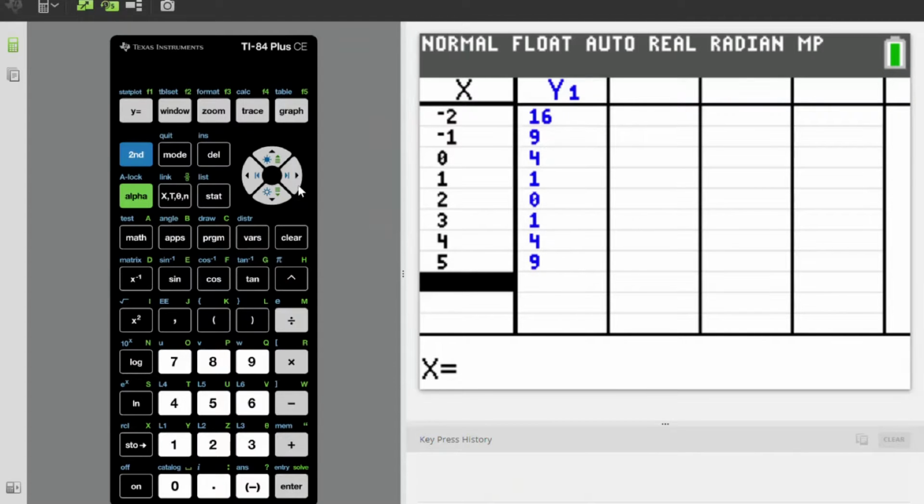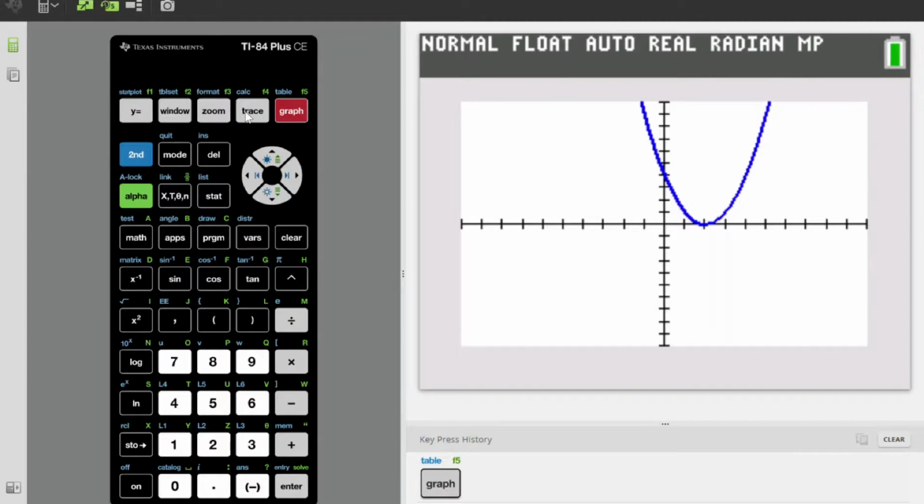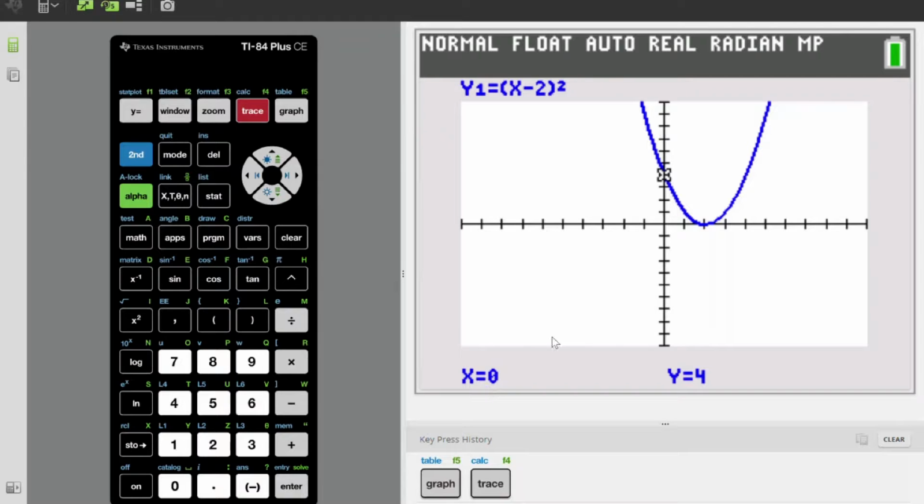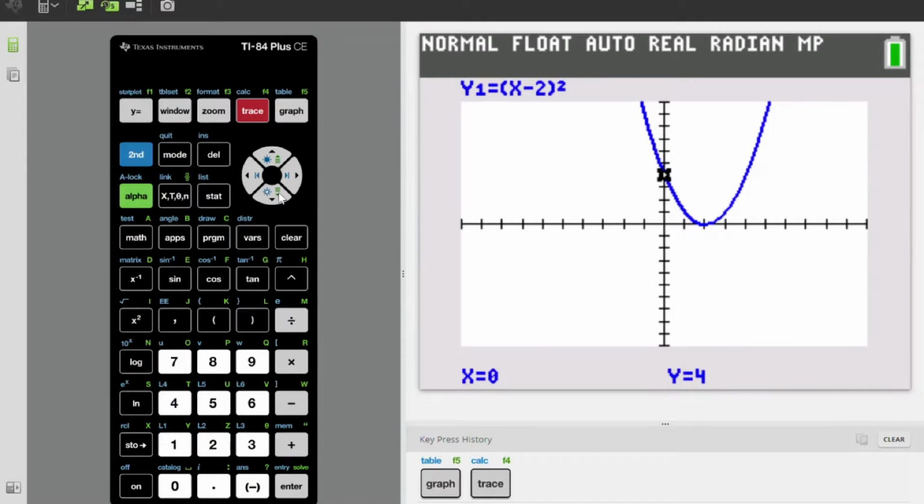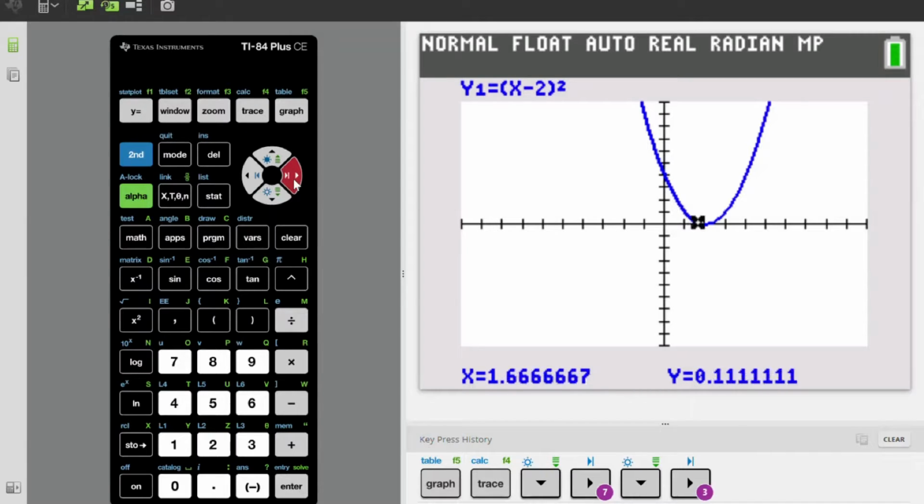I'm clearing the key history because it just gets confusing, but I'm going to go back to the graph and just take a look. And so if I did my trace function on this, which is kind of cool too, you can see one of the values we had was 0, 4. But if I go down and I just move this, it shows you all the different values. So you can see I have lots of decimals and lots of just crazy numbers that you wouldn't actually be able to solve just looking at it. So that shows you how to enter table values and how to look at the different equations.